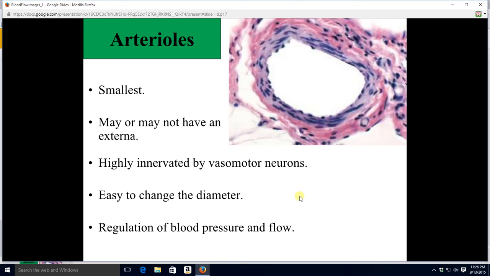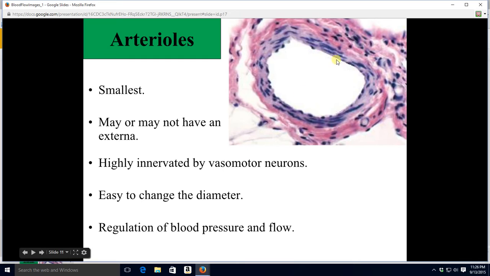So what we've got to do is pick up where we left off with arteries. Last time we talked about elastic arteries and muscular arteries. Now we hit the smallest of the arteries, the arterioles. Here's a cute little arteriole. He's not so big at all, is he?